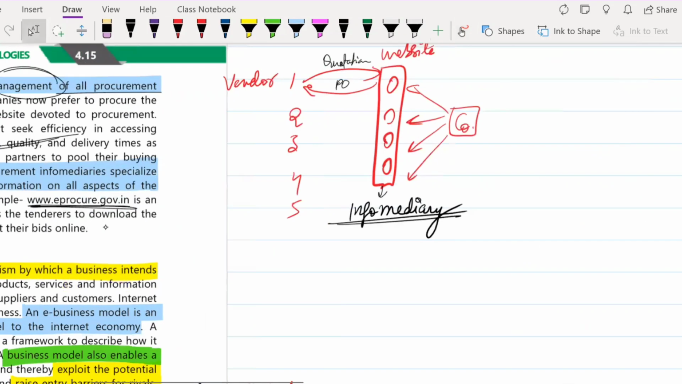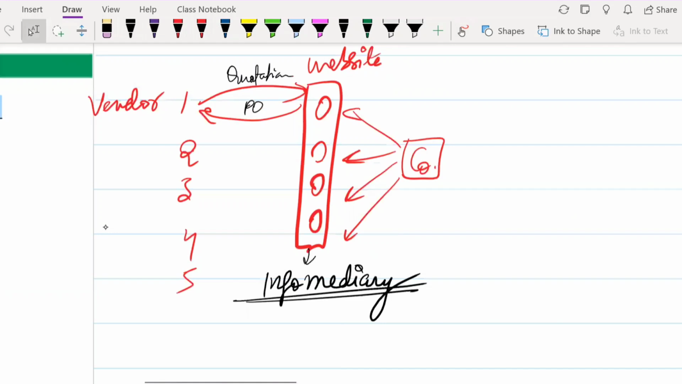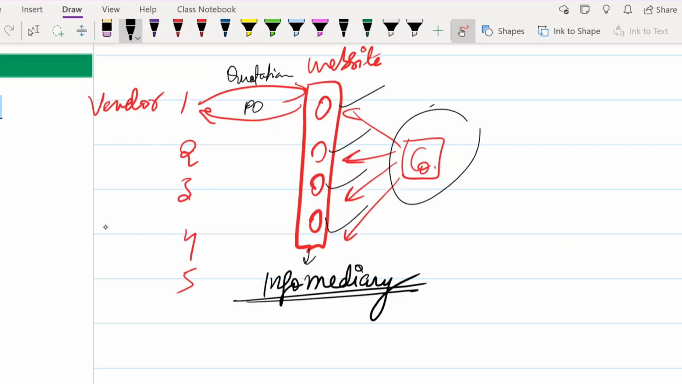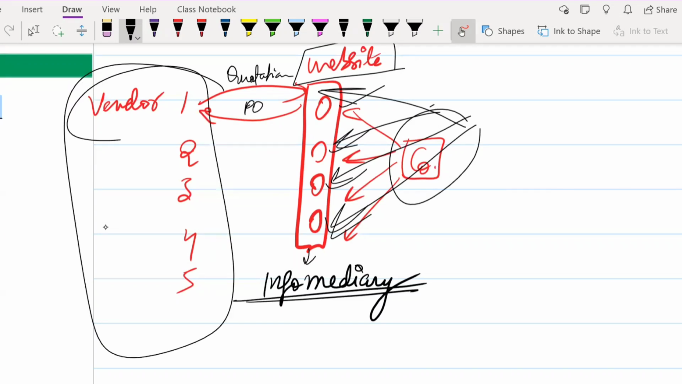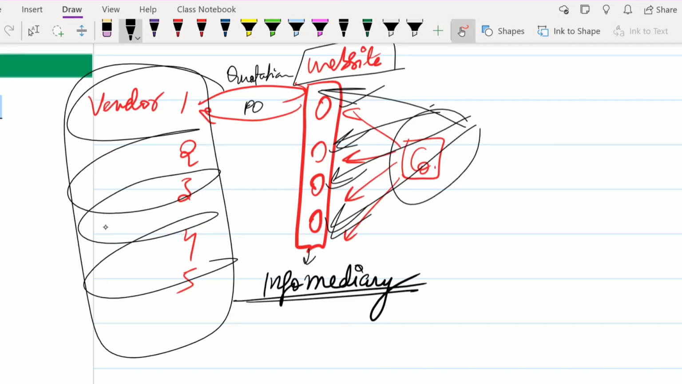Now see, there will be a company, and the company might need raw material 1, raw material 2, raw material 3, and raw material 4. It will have a website where it posts its requirements: for each raw material, how many kgs or liters, and at what price it needs it. There will be a lot of vendors, vendor 1, 2, 3, 4, 5.